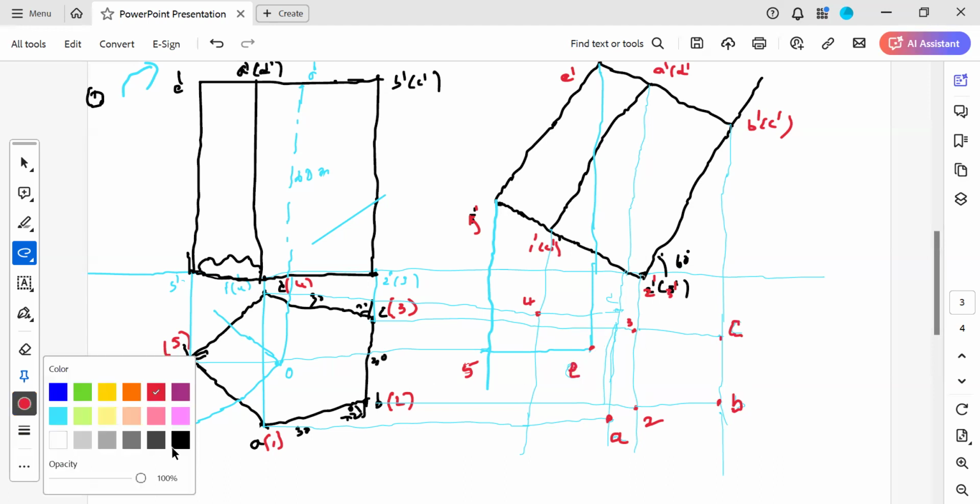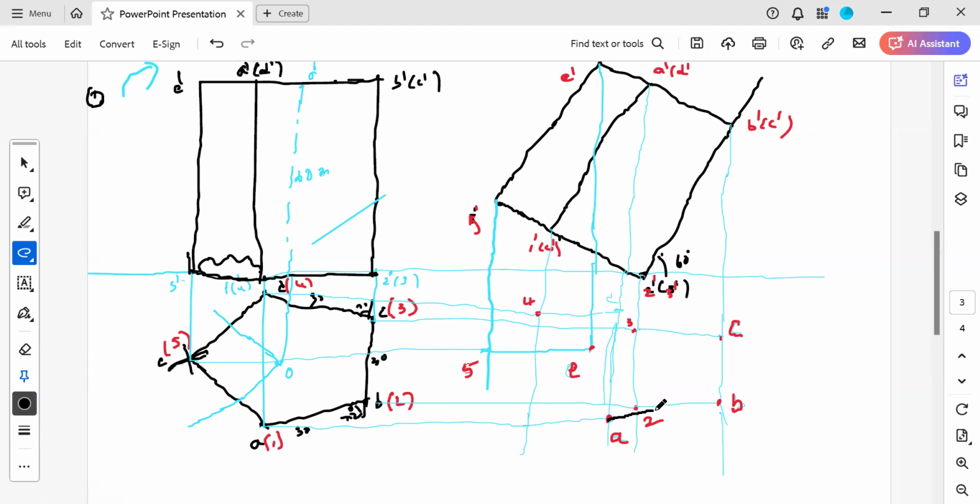Now join ABCD in a sequential order. A with B, B with C, C with D, D with E. Next one is E with A. So these will be clearly visible.